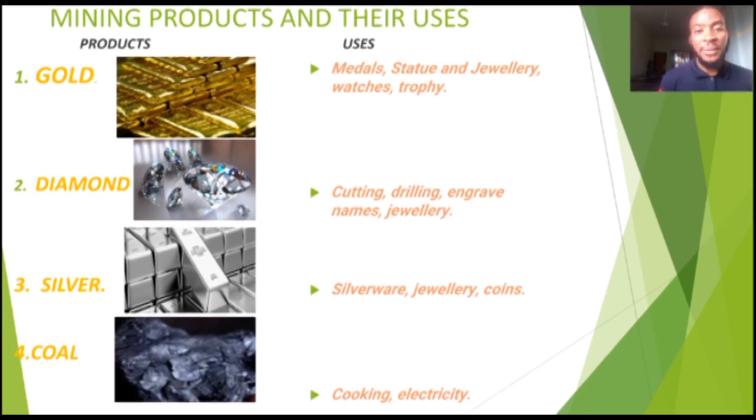Number 3, silver. Silverware, you have dishes, you have pots, you have spoons. We have some other silverwares that could be made through silver. You have jewelry, you have coins too. And coins, Nigeria was using coins way back, I think more than 10 years ago. There was the existence of coins. Some countries are still making use of coins. So silver could be used to produce coins.